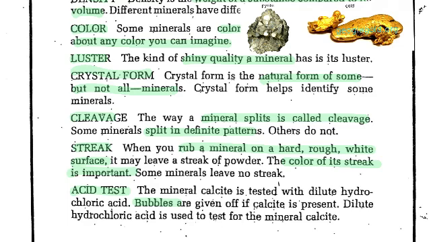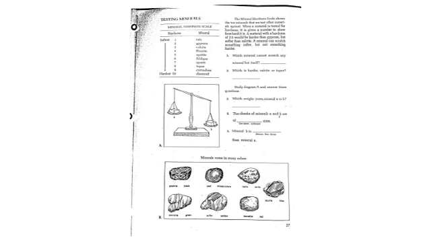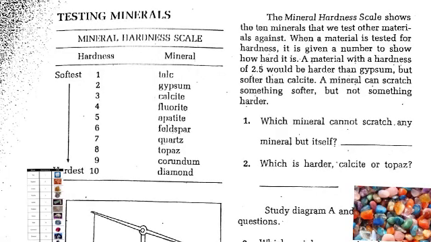identify a mineral. So the first way to identify minerals is using the mineral hardness scale. The mineral hardness scale shows the 10 minerals that we test other materials against. When a material is tested for hardness, it is given a number to show how hard it is. A material with a hardness of 2.5 would be harder than gypsum, but softer than calcite. A mineral can scratch something softer, but not something harder.